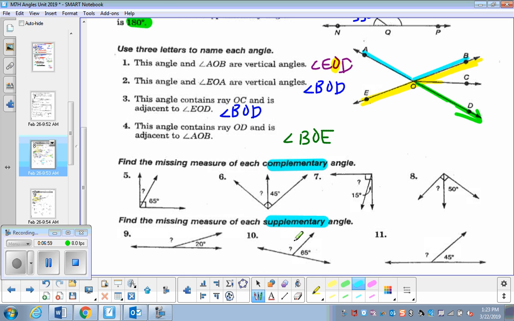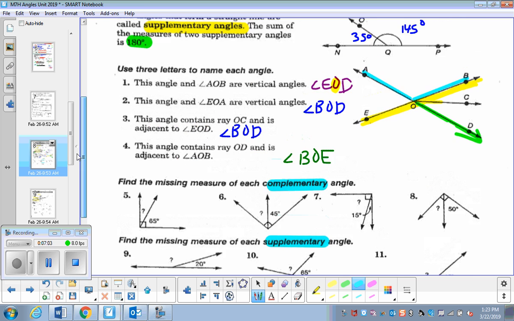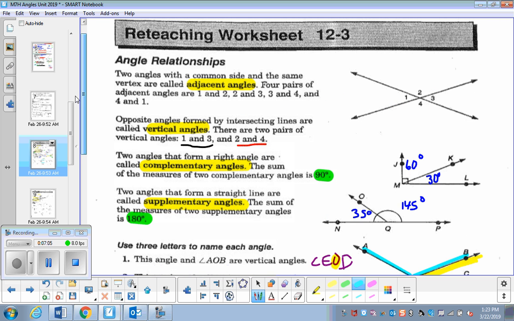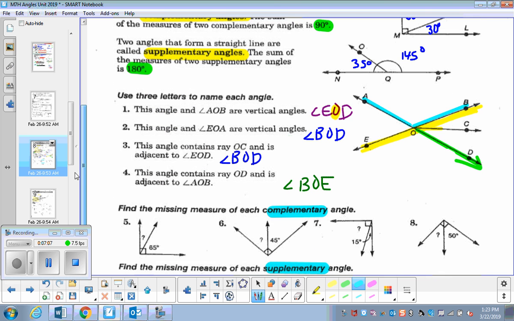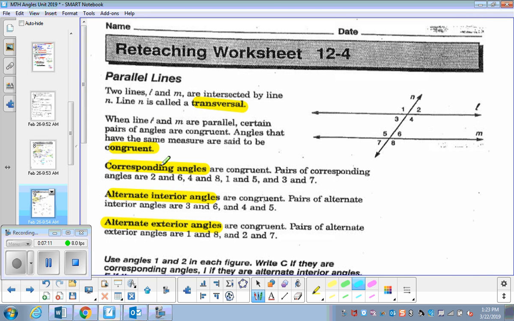If you want to just pause the video to work on this, the video is going to continue on with the next page. So this page only reviewed adjacent, vertical, complementary, and supplementary. And now we're going to review corresponding, alternate interior, and alternate exterior. I want to remind you guys that the transversal is what cuts across these parallel lines to create all of these angles. And angles, if they're the same, they're called congruent.